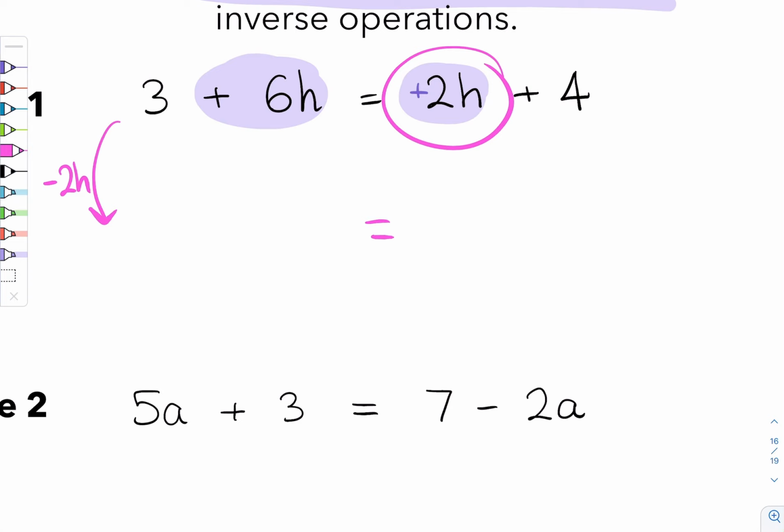choose the term you're going to work on such that you don't create more negatives in the working. So if I subtracted 2h from both sides, well, this can easily turn into a positive 4h. And we've got 4 left on the right. Okay, so that's what I get once I've removed 2h.